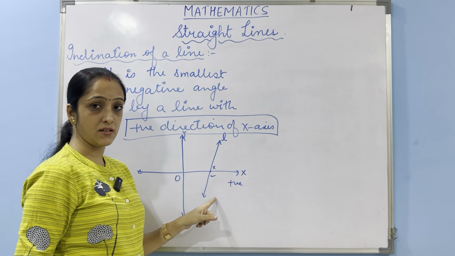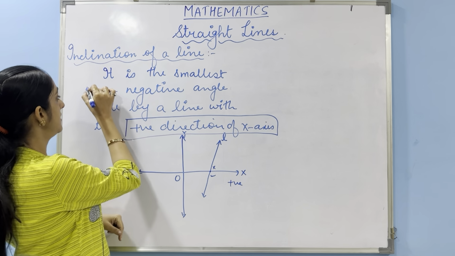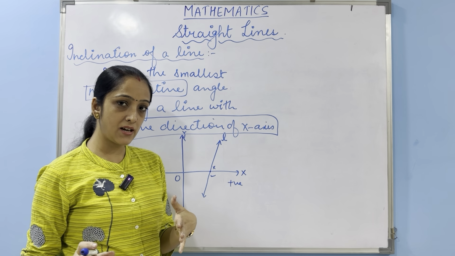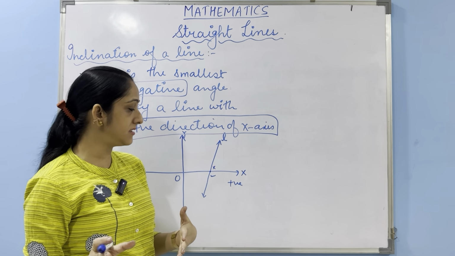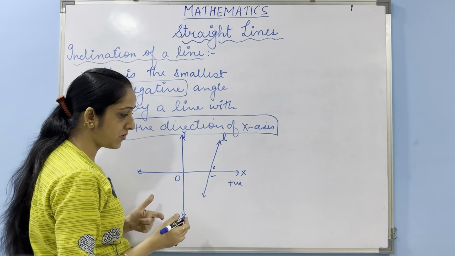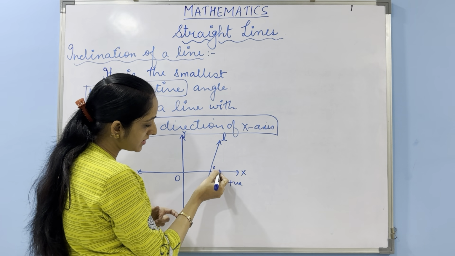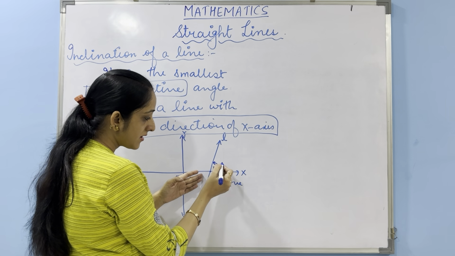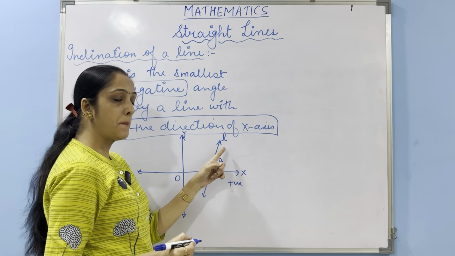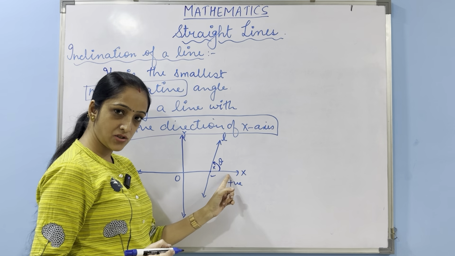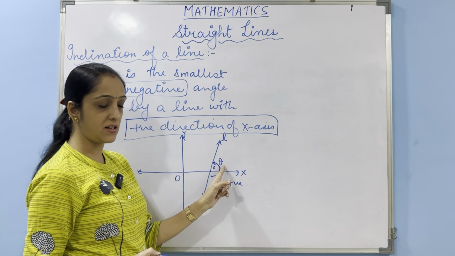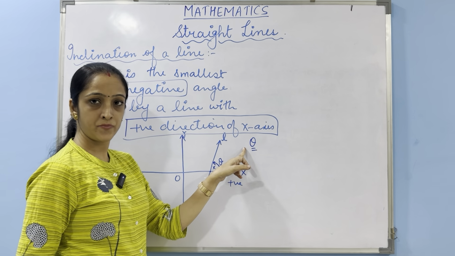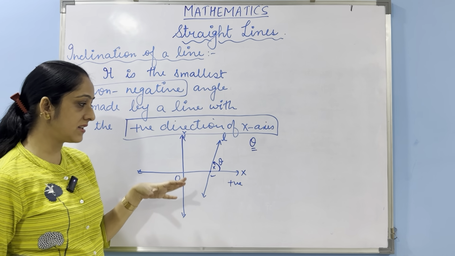Now, out of these two angles, we are only interested in the non-negative angle, matlab positive angle. So, angle made by a line with the positive direction of x-axis is the non-negative. When will it be non-negative? When x-axis is rotated in anti-clockwise direction, like this. So, this angle, that is theta, which is made by the line with the positive direction of x-axis, this is the non-negative angle, and this is called inclination. And inclination is represented by theta. Okay, so this is how inclination of a line is given.